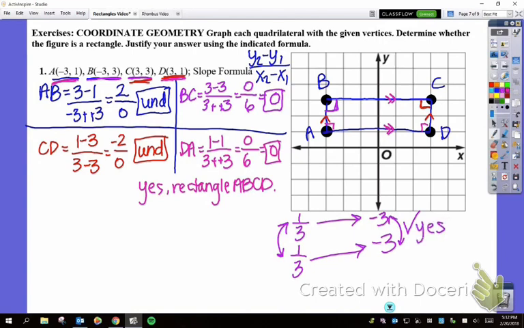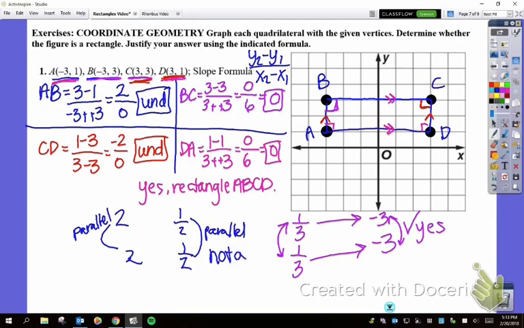Your example for no would be if we had slopes that were like 2 and 1/2 and 2 and 1/2 because those are not opposite reciprocals. These are parallel and these are parallel, but that's all we know. And so this would be not a rectangle, but it could be a parallelogram.